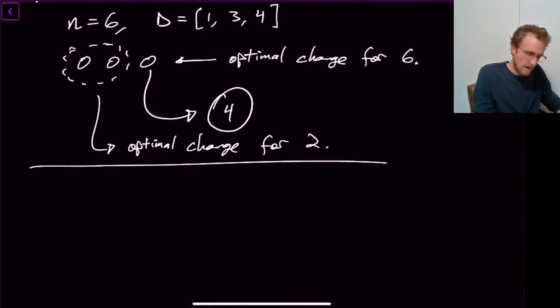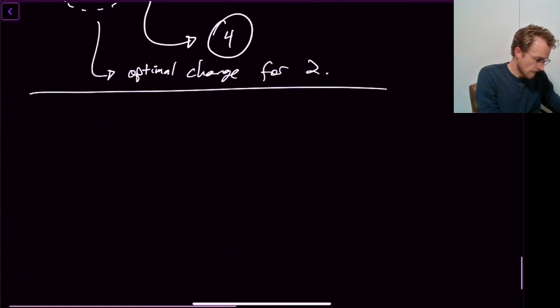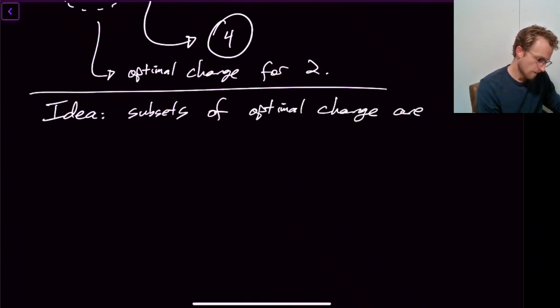If I have optimal change and I take a coin away, then what's left is optimal change. This sounds a little bit like saying the tails of optimal paths in my routing problem last time are optimal. But here's my core idea, and then we'll think about algorithmatizing it. The idea is that subsets of optimal change are optimal change themselves.